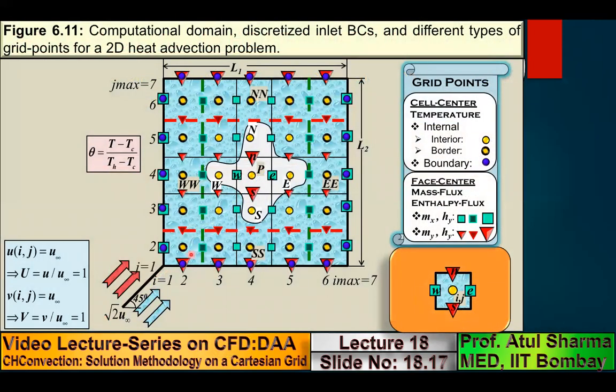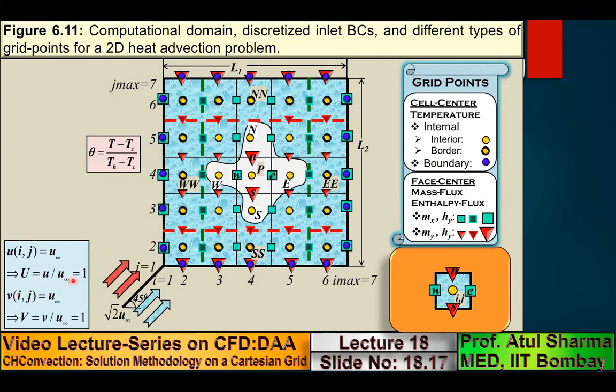This is the grid point distribution that has been shown, where the yellow circles are the grid points for temperature. Green squares are the grid points for mx. Sorry, this should be hx, and red inverted triangles are for my and hy. These are also the grid points for qx, and this is also the grid points for qy. Okay, so all the fluxes in the x direction, mx, qx, and hx, green squares are grid points for those, and these red inverted triangles are grid points for my, qy, and hy.